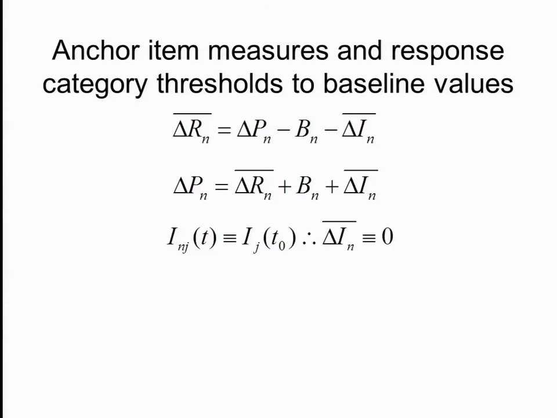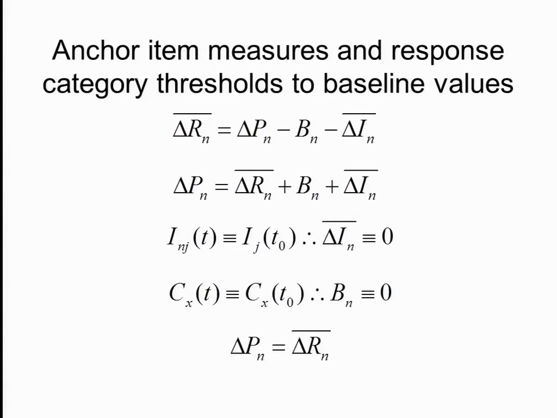Like we just said, the item measure at time t is defined to be the same as the one at baseline, so that has to be 0. And the category threshold at time t is defined to be the same as the one at baseline, so the bias term has to be 0. So all of those changes, if they're really occurring, we're forcing them to show up in the person measure change. And we're defining the person measure change just as the change in functional reserve, which is what is being judged when the patient gives their response.